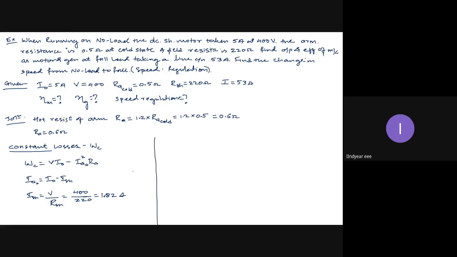So my IA naught, the no load armature current, is equals to I naught, which is 5 amperes, minus 1.82, which is 3.181818 amperes. Therefore, constant losses WC is equals to V into I naught, 400 into 5, minus 3.18 square into 0.6.